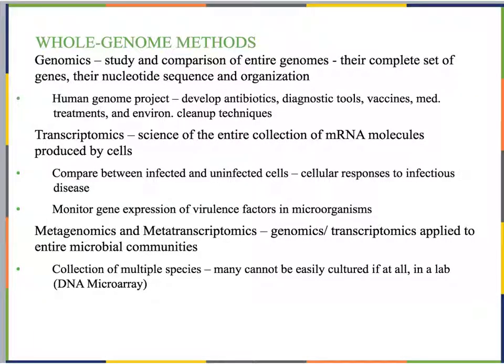And so we can go out and sequence the fly's genome. We can sequence the human genome, and we can compare how closely related a human and a fly are, or different microbial species. So when we study and compare entire genomes, that's called genomics. We can look at their complete set of genes, their nucleotide sequence specifically, and how it's organized within that organism, and compare that to another organism.